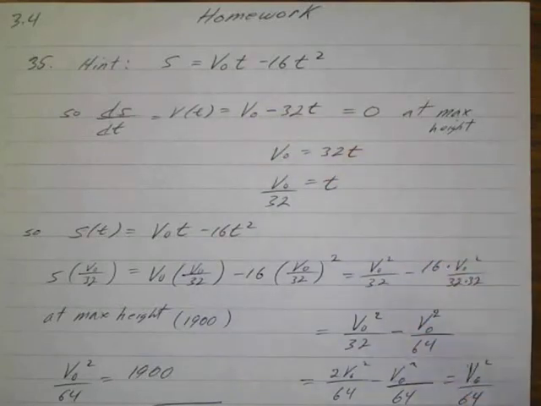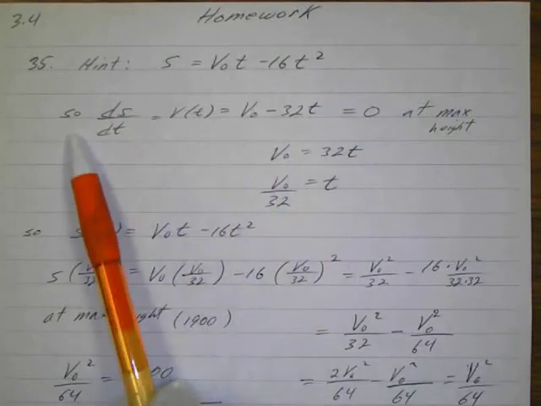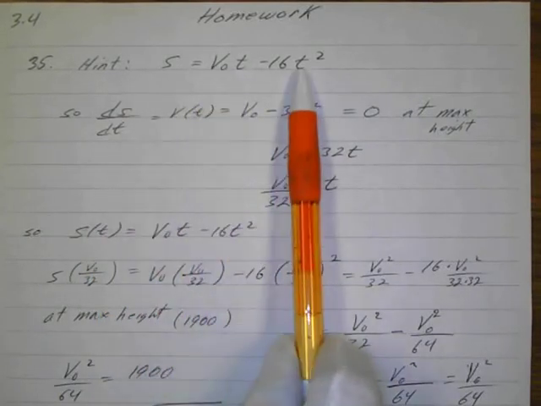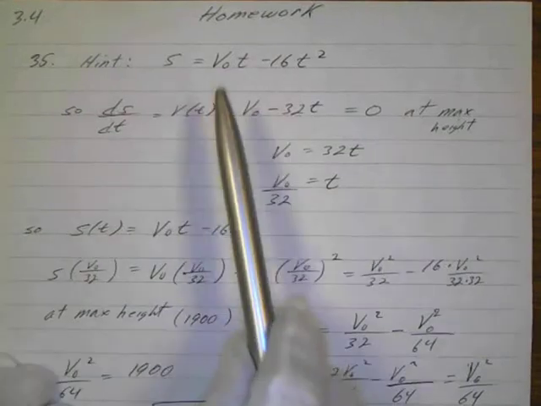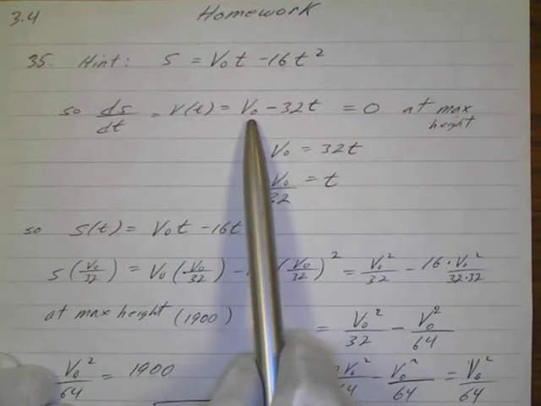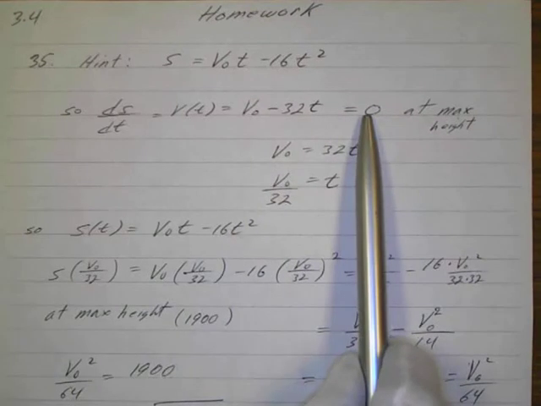Now we know what happens when it hits the maximum height. When it hits the maximum height, it stops. So we can take the derivative and find the velocity function, which is just the derivative of the position function, which was given to us. So the derivative of this position function will be v sub 0 minus 32t. And we set that equal to 0, because that's going to be the maximum height.